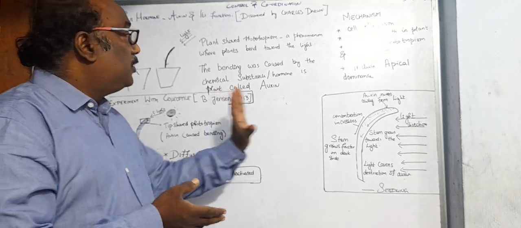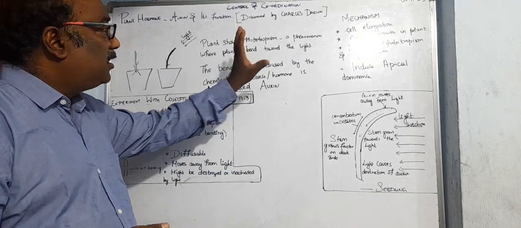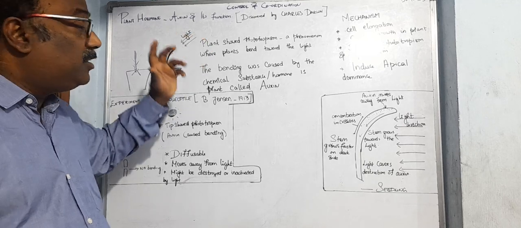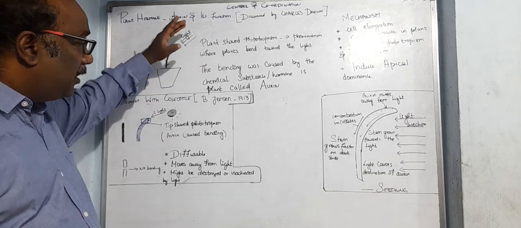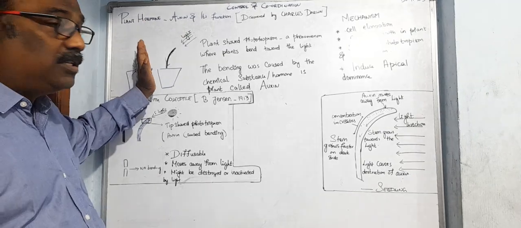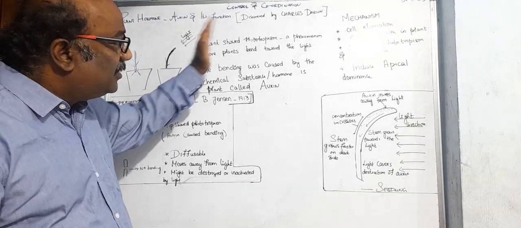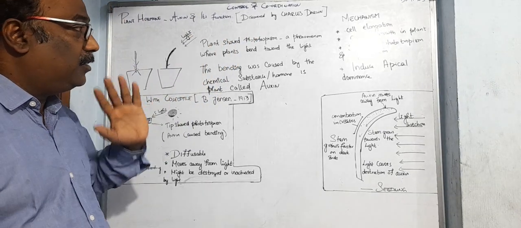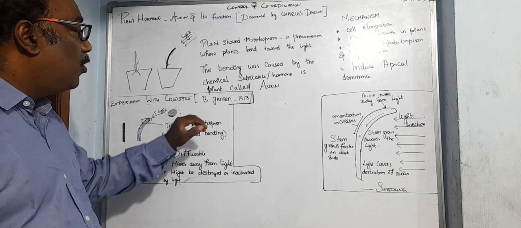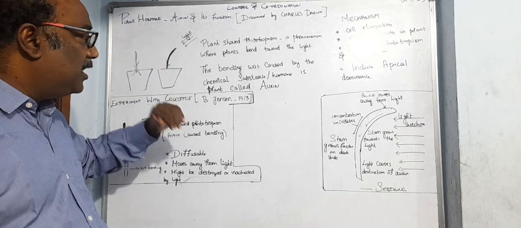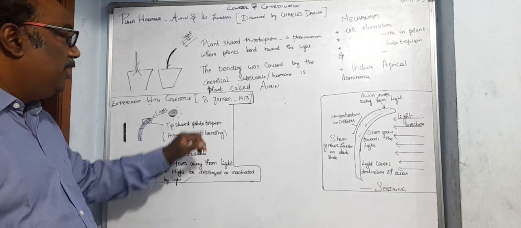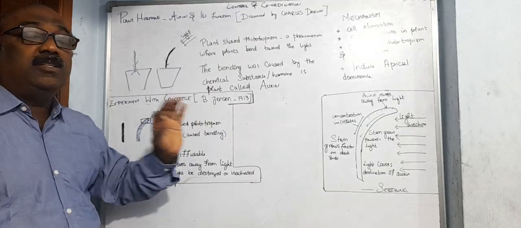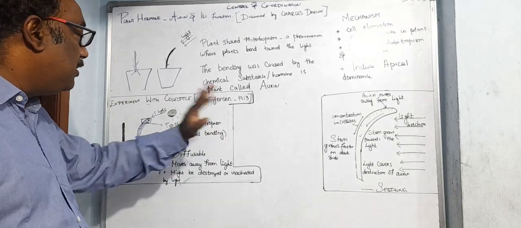Okay. So once again, I will say, Charles Darwin is a scientist. He found out that because of auxin, when light falls on the plant, it moves towards the light. Okay. So one more scientist followed Charles Darwin, and he added value to this auxin. His name is Jensen, 1913.